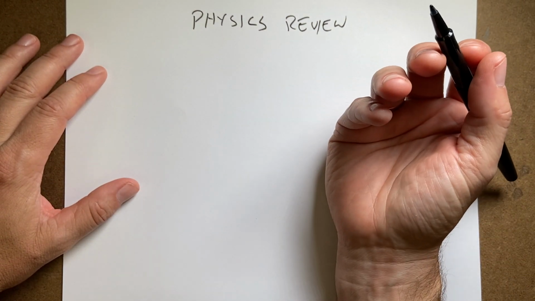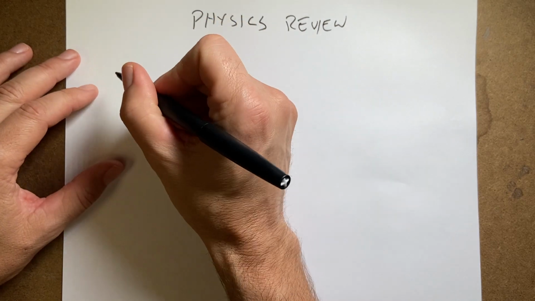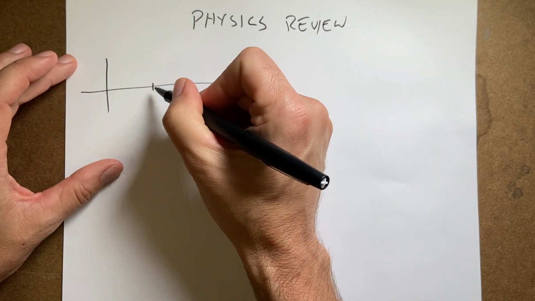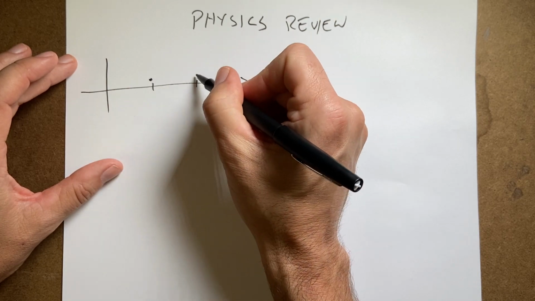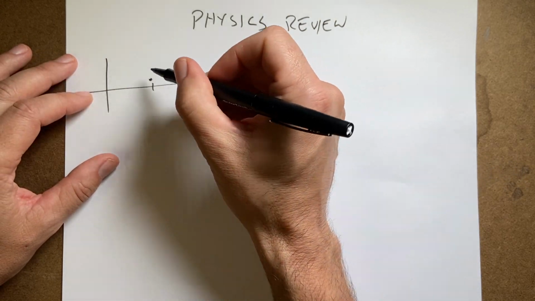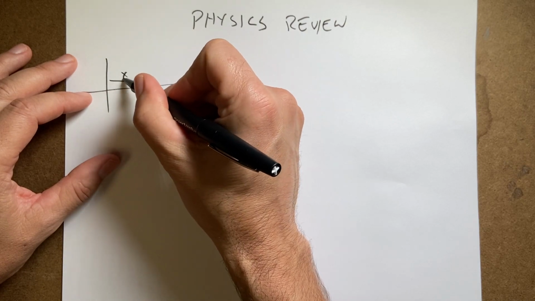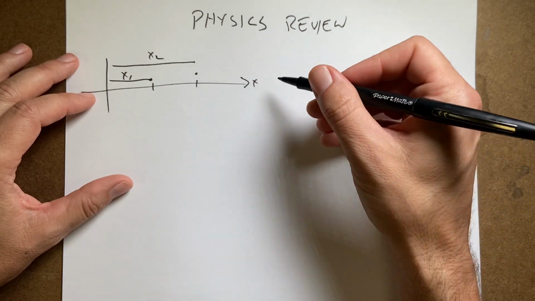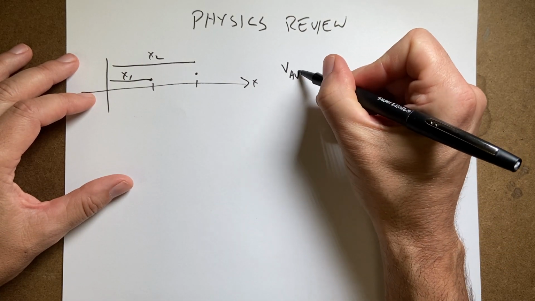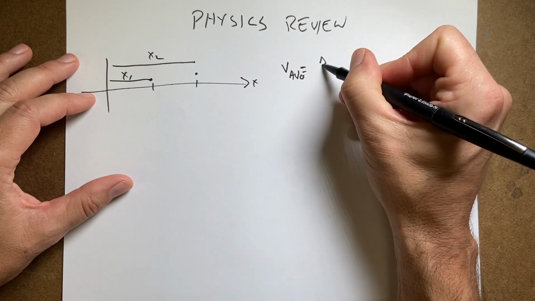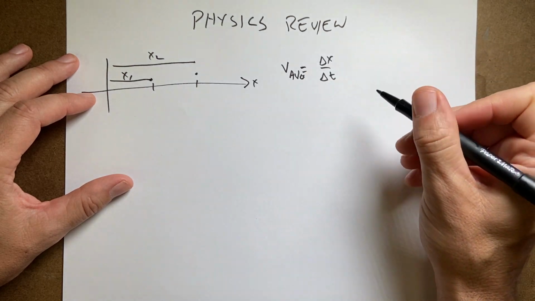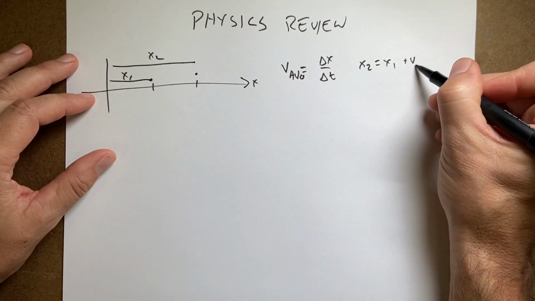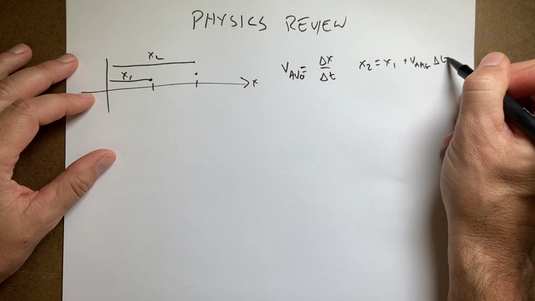So the first is the definition of position, velocity, and acceleration. If we have one dimension, if this is the x-axis, and these are your x values, you have an object there and it moves over there, then this would be, let's say, x1, this is x2, that's the position. The average velocity is defined as the change in position over the change in time. And so from this, I can say x2 equals x1 plus v average delta t.